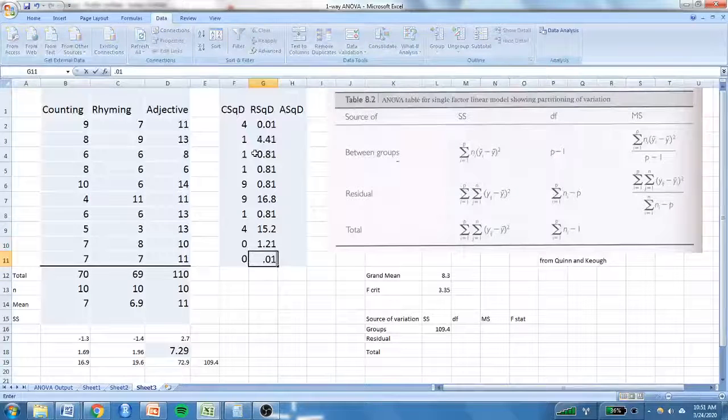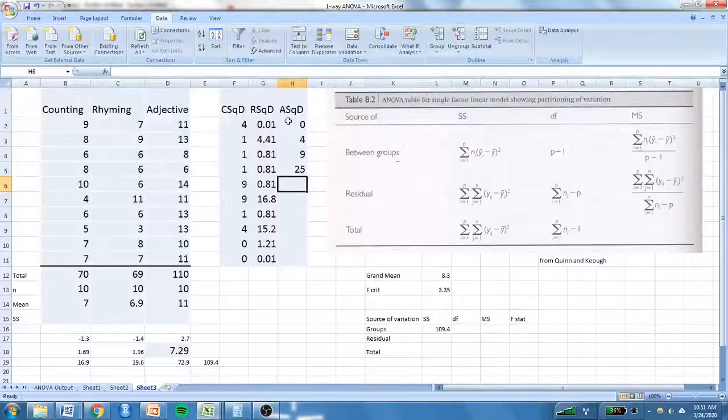Okay. And same here. 11 minus 11. Oh, that's 0. Hey. 4, 9, 25. Like I said, you should stop the video, get your numbers right, and check with me, okay? All right, here we is.